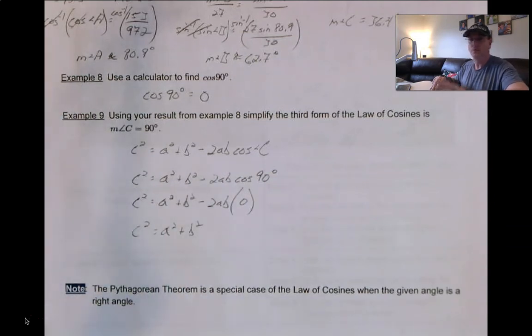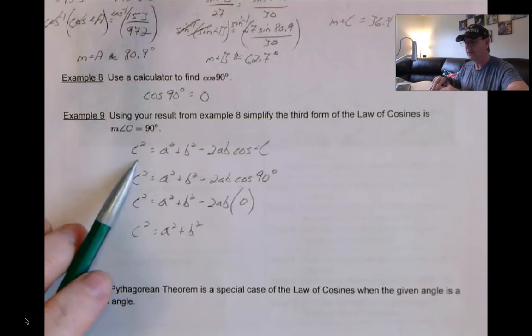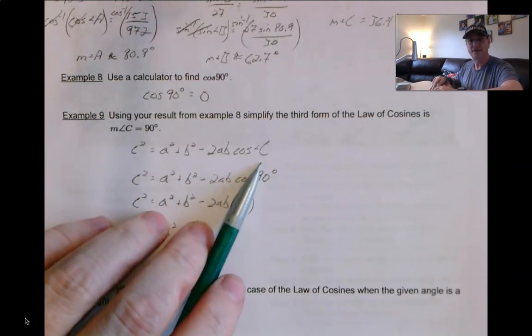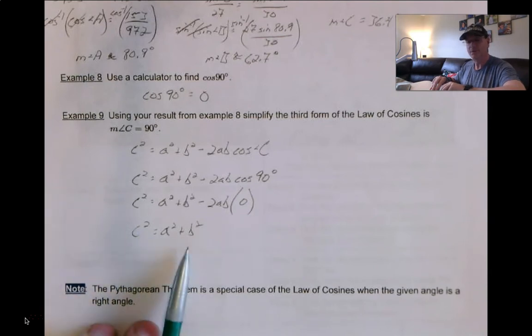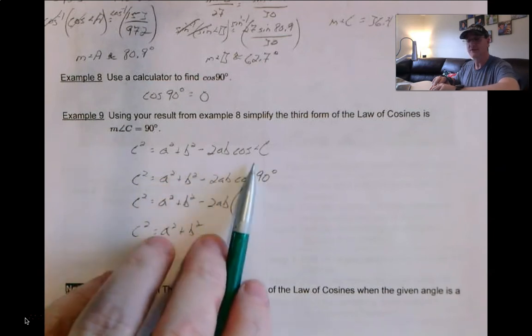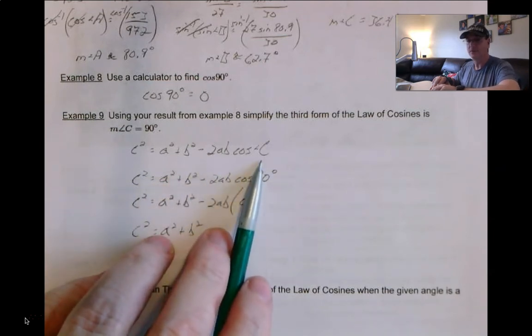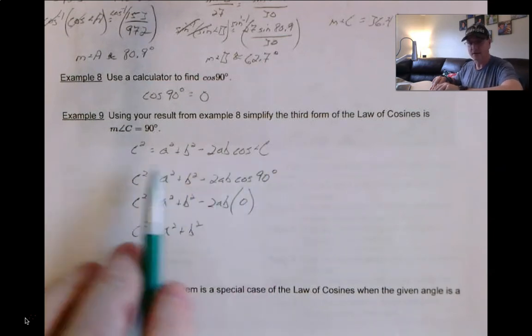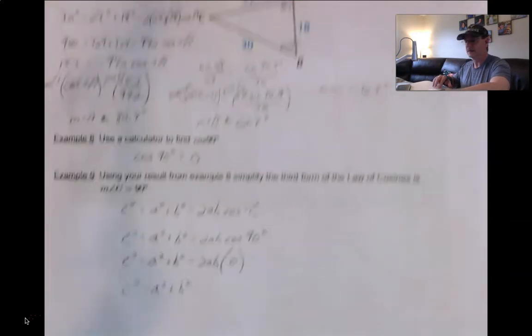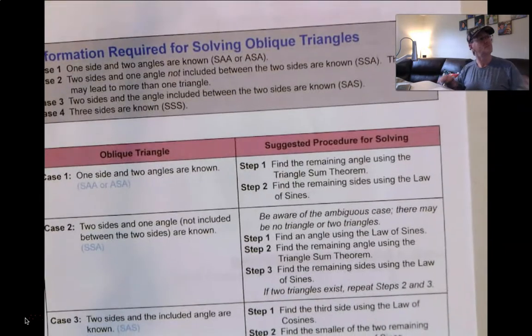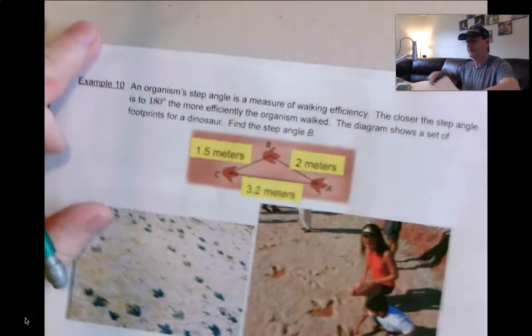Now, nobody shows you this first because we're not going to show you the law of cosines in middle school. We could show you the Pythagorean theorem and just work it for right triangles. Well, the truth is the law of cosines works for any triangle, whether it's right or not. If it is a right triangle, then the formula is simplified a little bit to the Pythagorean theorem. That was example 9. Example 10.